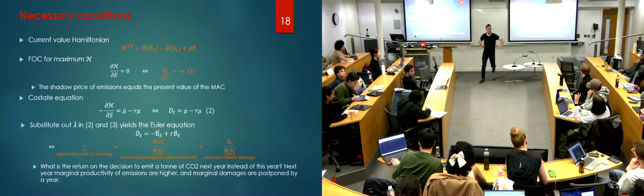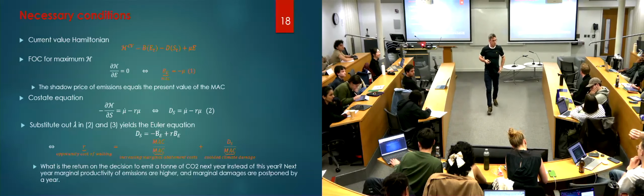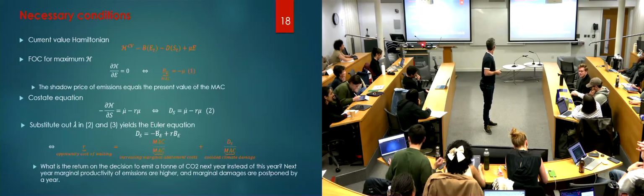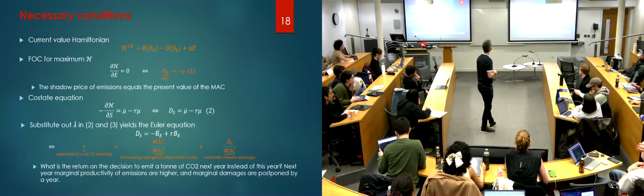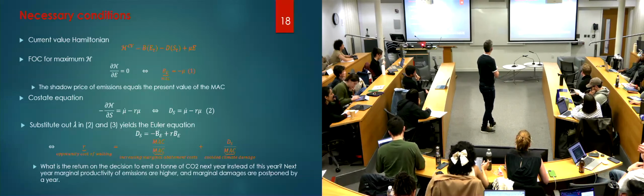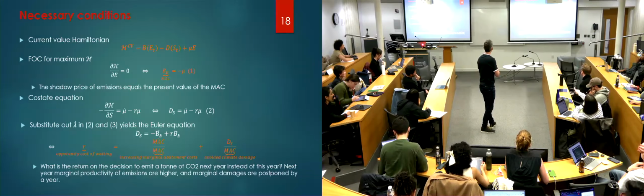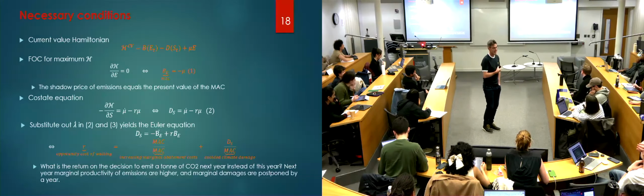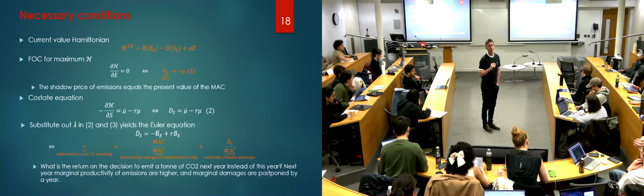Yes, let's start with the lady. I have a question about the slides. I assume that the lambda is supposed to be a mu, and it's 1 2. Where's the lambda? And substitute out lambda in 2 and 3. Yeah, okay, exactly. Very well spotted. It's just mu.